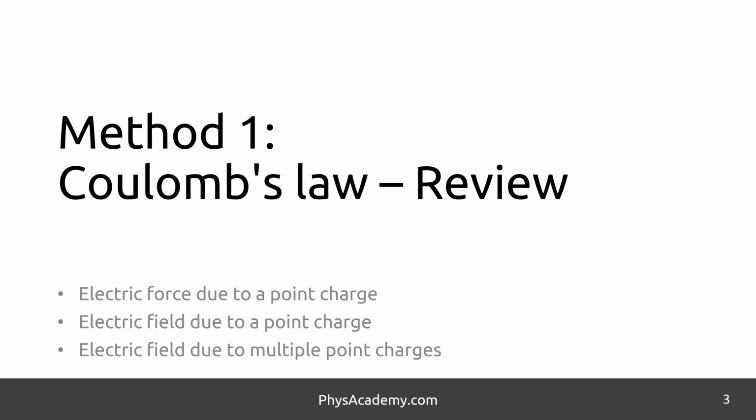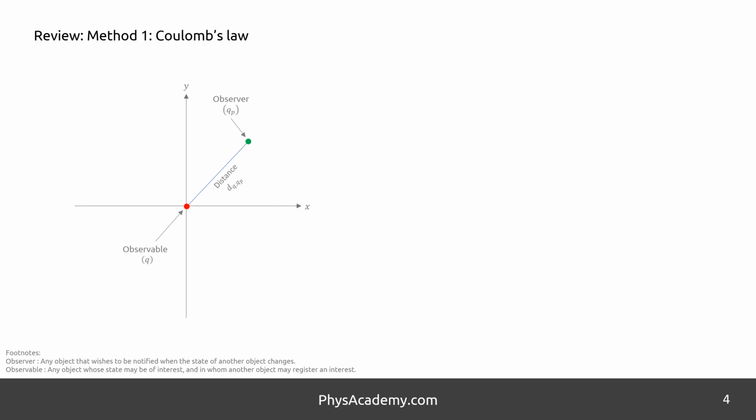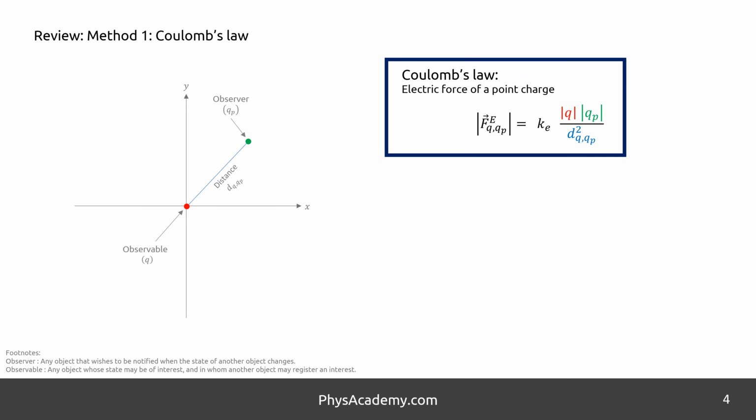Alright, before going over Gauss's method, let's review Coulomb's law quickly. Coulomb's law gives us the electric force that 2 point charges apply to each other. Let's say our goal is to find the force that charge Q applies on QP. In this case, charge Q is the observable, and QP is the observer. Based on Coulomb's law, the electric force that Q applies to QP is given using this equation.